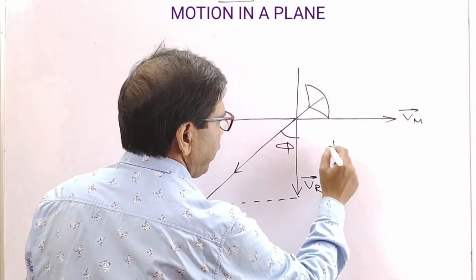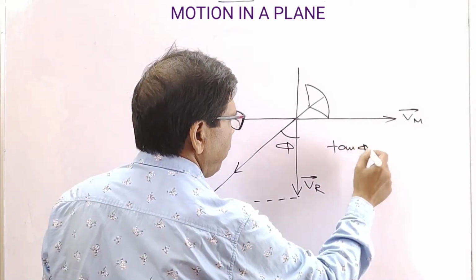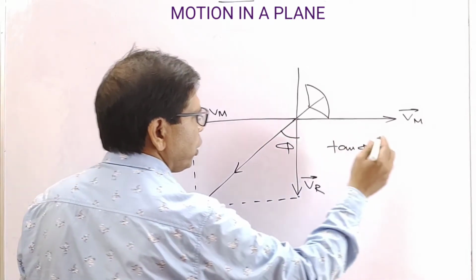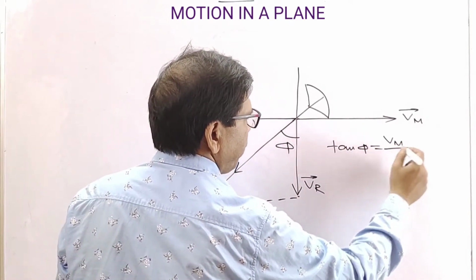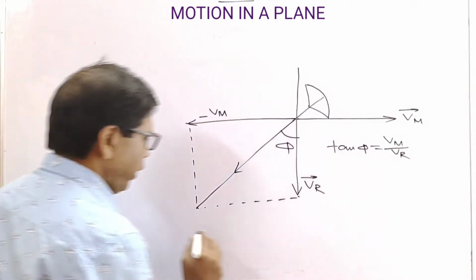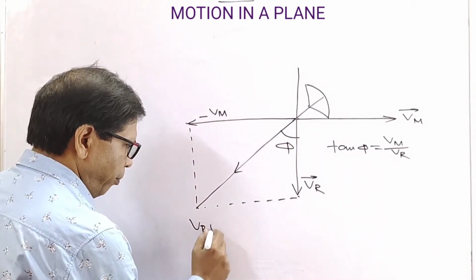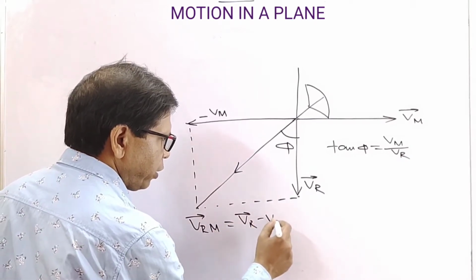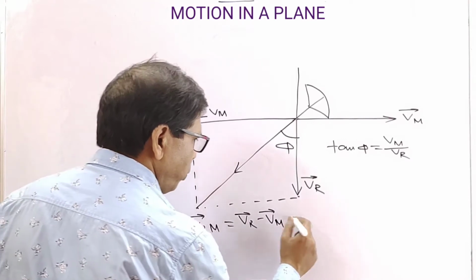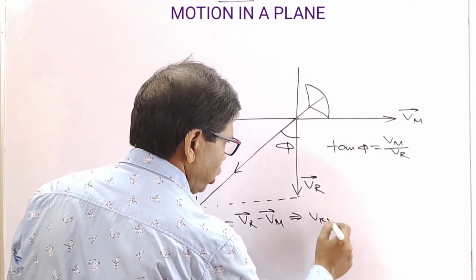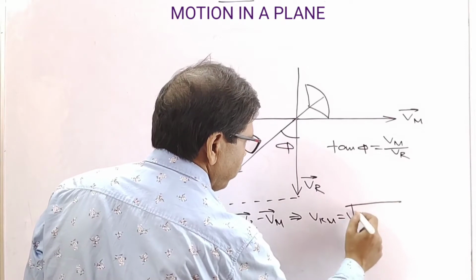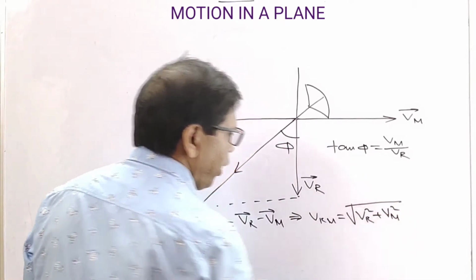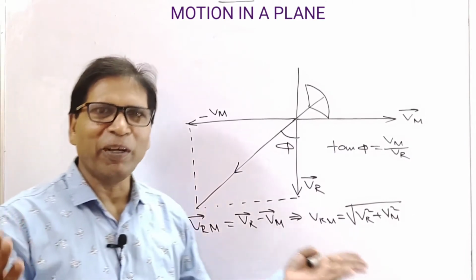Therefore, the angle made by the umbrella with the vertical direction, look at this, this is tan phi, which is Vm divided by Vr. And the relative velocity Vrm vector is equal to Vr vector minus Vm vector. Therefore, Vrm is equal to root under of Vr square plus Vm square. Okay, understood? Now a numerical.